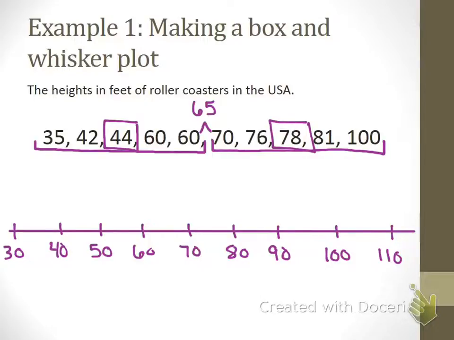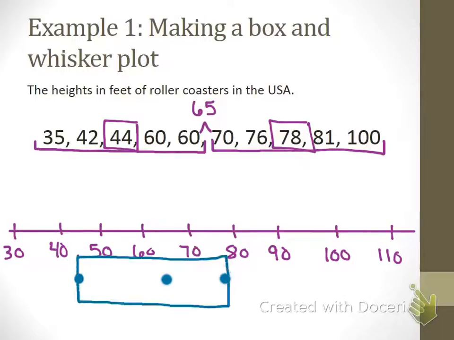Now that our number line is set up, I'm going to plot a point underneath the number line for each of the medians. I'm going to start with my lower quartile of 44, so right about halfway between the 40 and the 50. Then I'm going to do my true median, which is 65. I'm going to plot my point there. And then I'm going to plot my upper quartile, which is 78, so just under the 80.